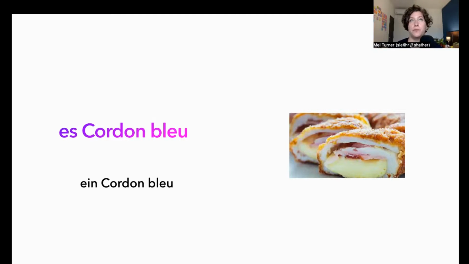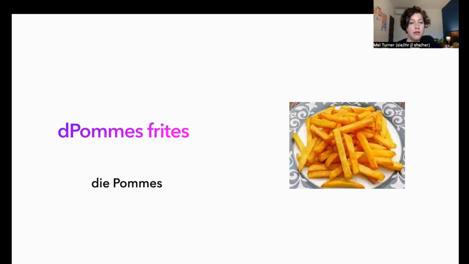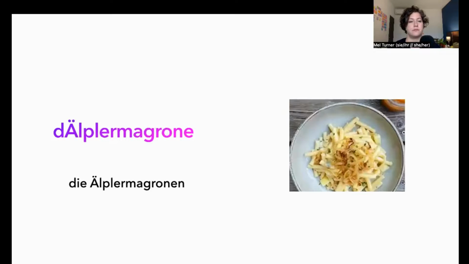It's a cordon bleu. It's delicious. Then pommes frites, because in High German, those are called Pommes. Die Pommes, ich hätte gern Pommes. And in Switzerland, we call it pommes frites, because we have French words, pommes frites.